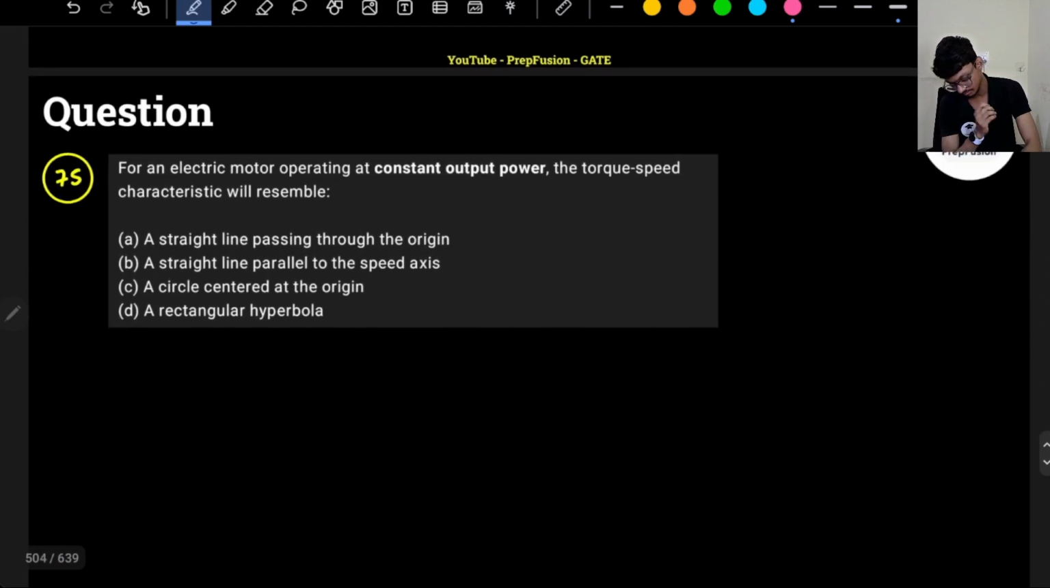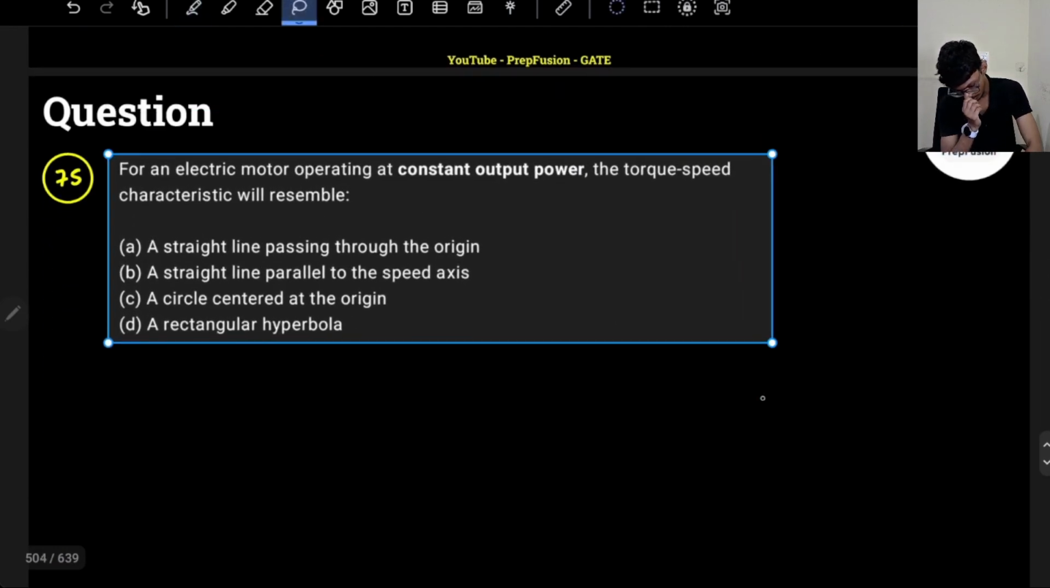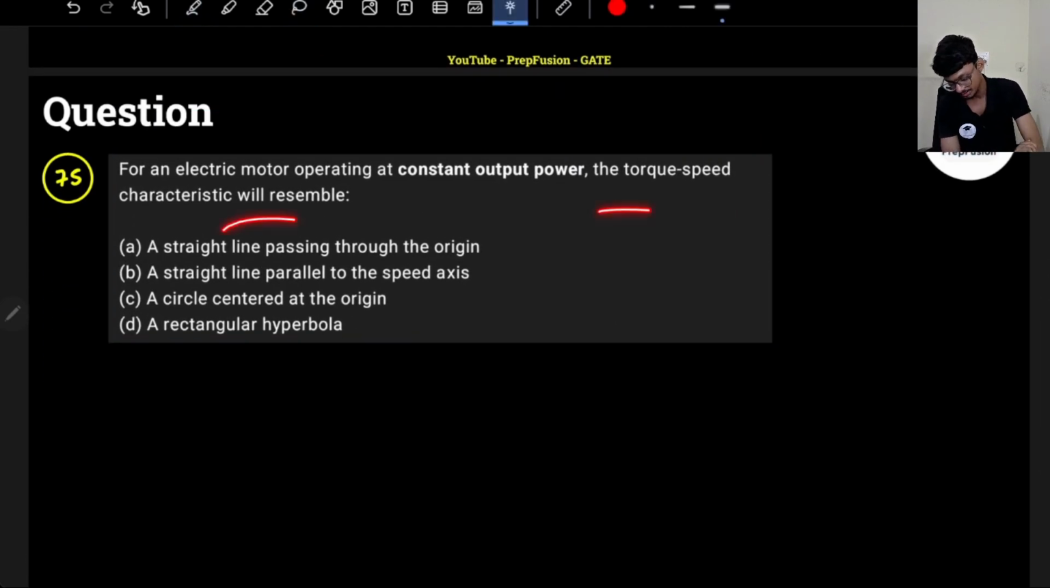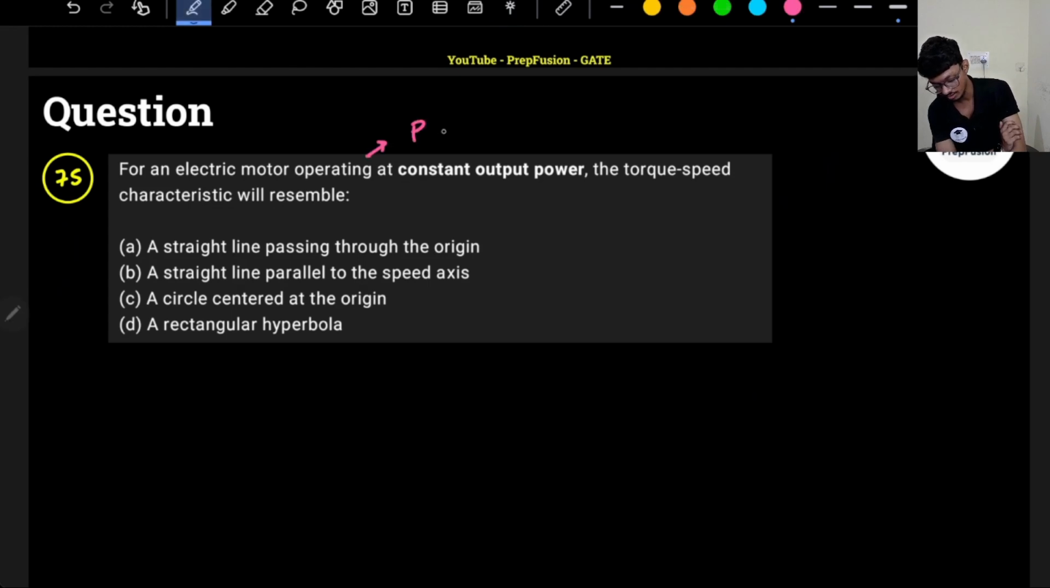For an electric motor operating at constant output power, the torque speed characteristics will resemble constant output power. Okay, they're telling me the electric motor is delivering a constant output power, so P is constant. Now what is P? What is the developed power at the output of the motor? It is omega into T, omega M, the mechanical power into the torque of the load. Correct? So omega into TL is constant.